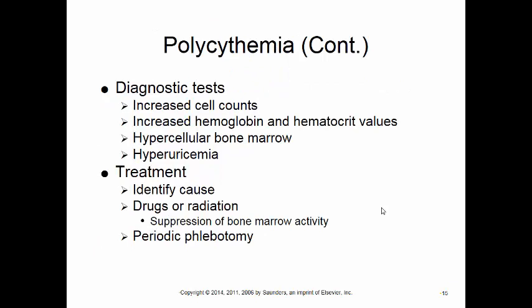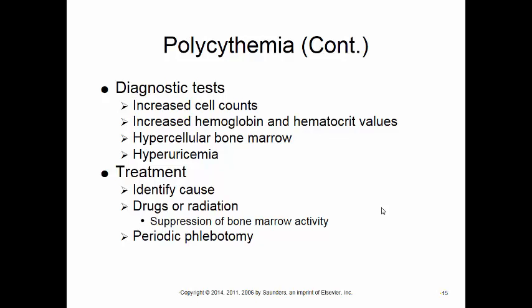Diagnostic tests often include looking at the red blood cell counts and hematocrit values, and then, if necessary, doing a bone marrow biopsy to see if there's hypercellularity, more cells in the bone marrow, and also if there is an increase in uric acid in the blood, hyperuricemia.